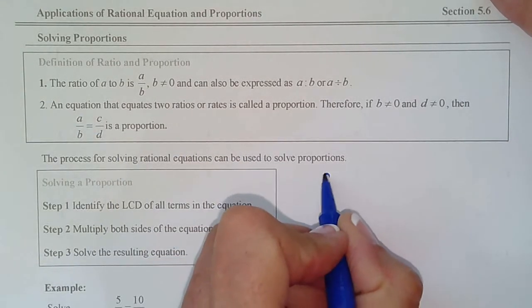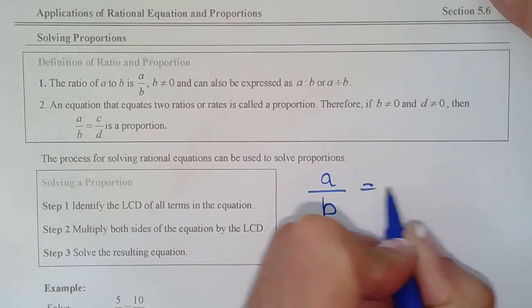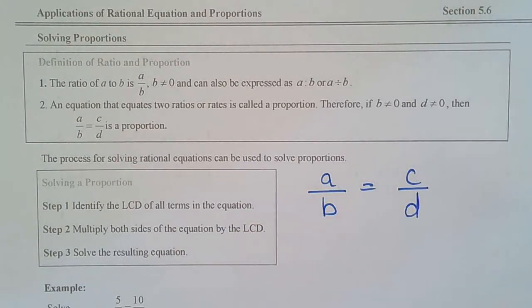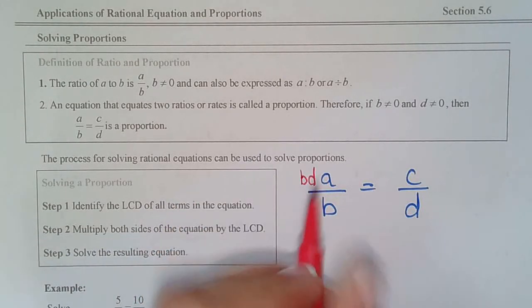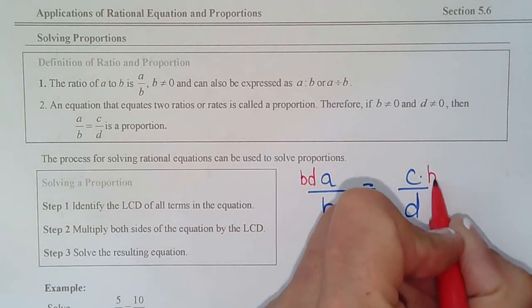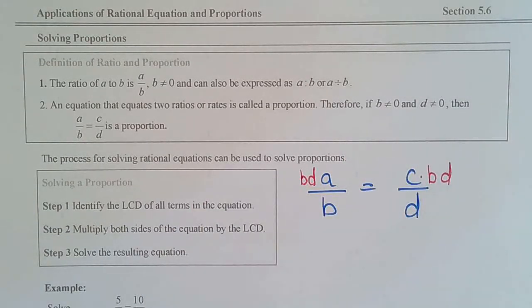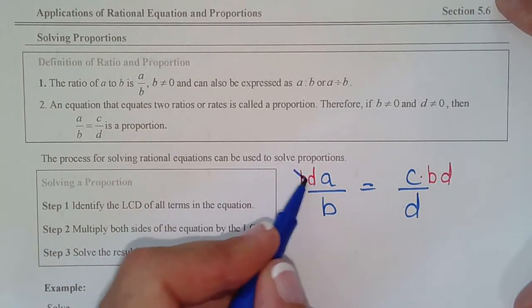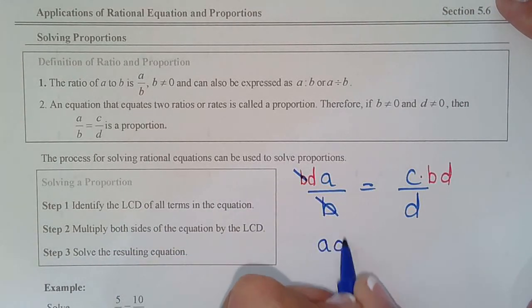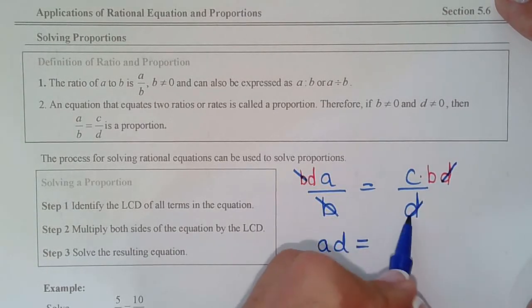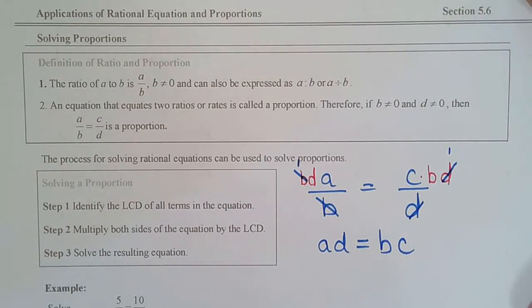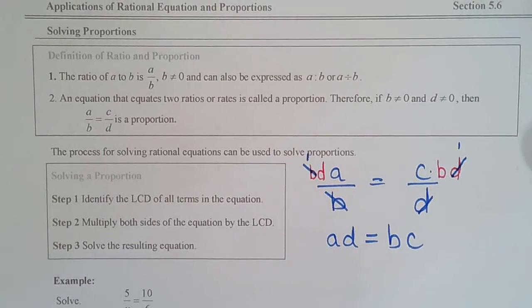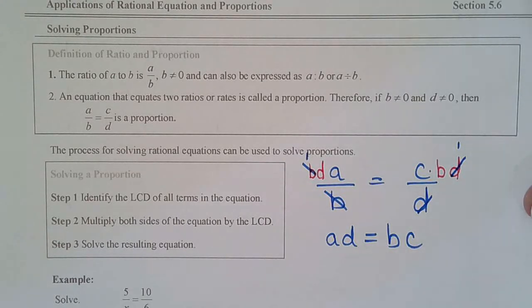If we have A over B equals C over D, I learned in this chapter that if I multiply both sides by the LCD, which is B and D, all the fractions will disappear, and then I can solve. And that is still true. So AD equals, here the D's cancel, and I get BC. That's how I get rid of the fractions using the methods we learned in chapter 5.